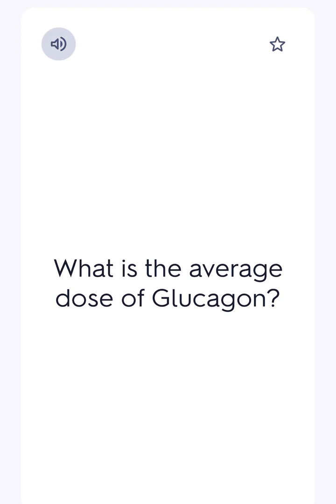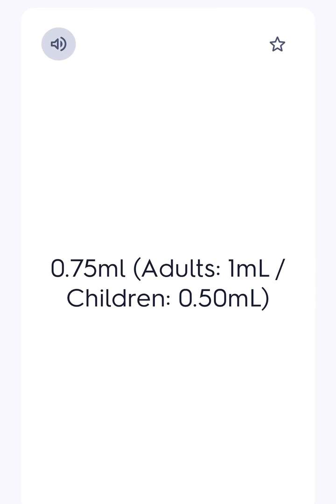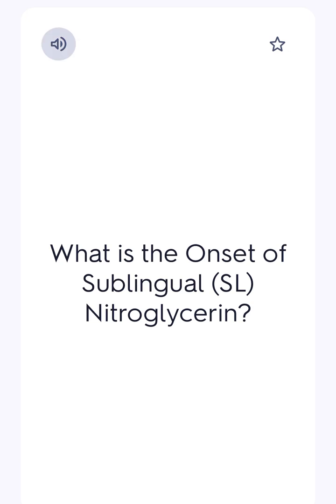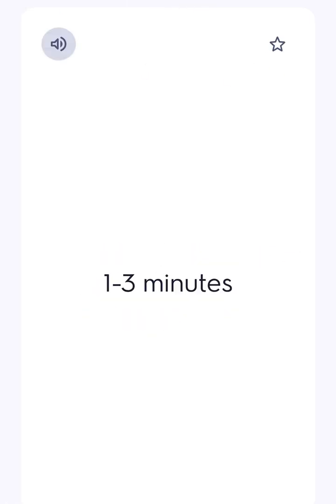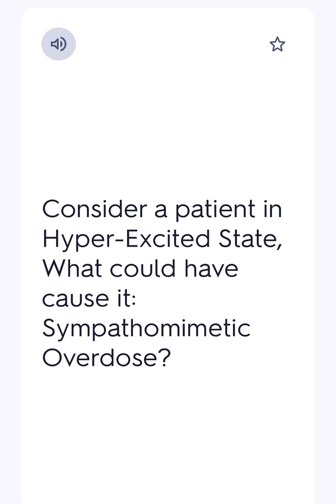What is the average dose of glucagon? 0.75 milliliters. What is the onset of sublingual nitroglycerin? 1 to 3 minutes. Consider a patient in hyperexcited state. What could have caused it? Sympathomimetic overdose.